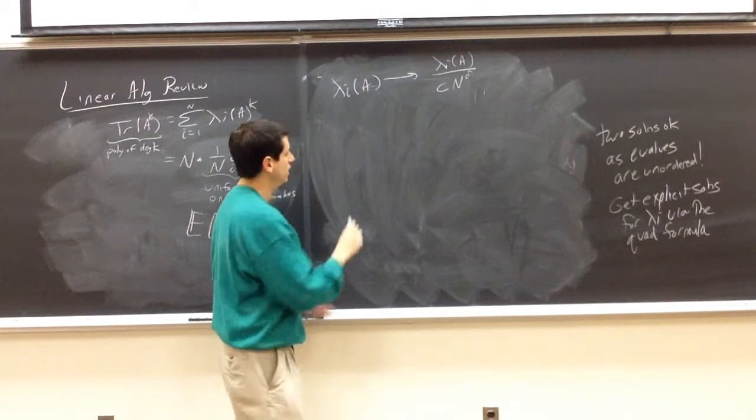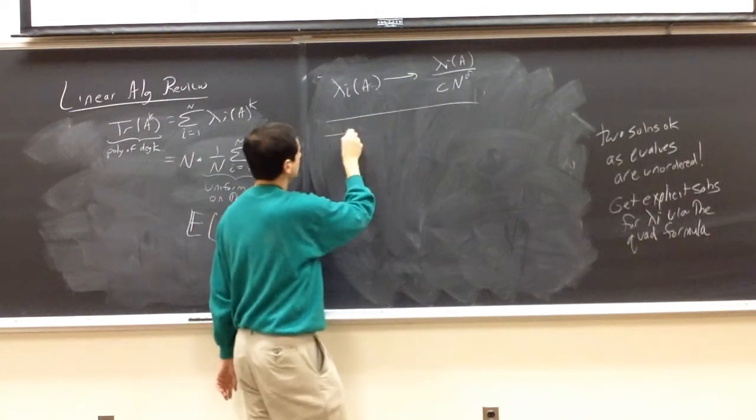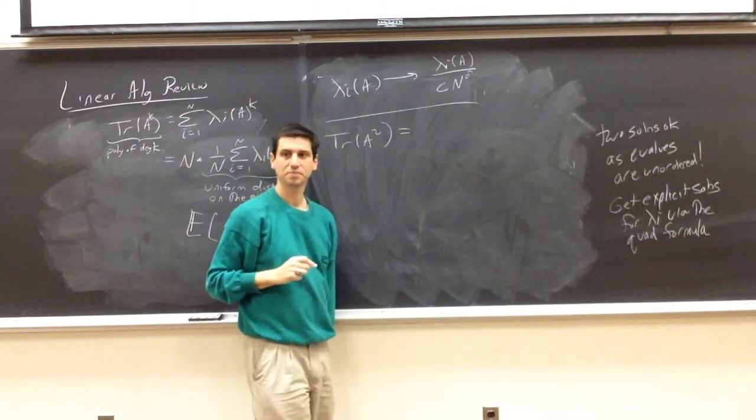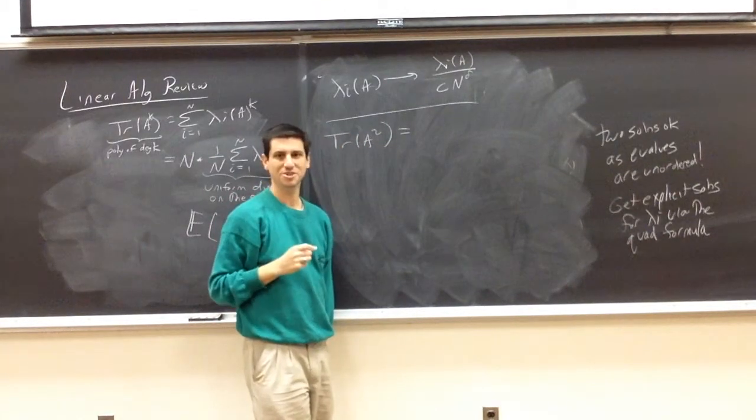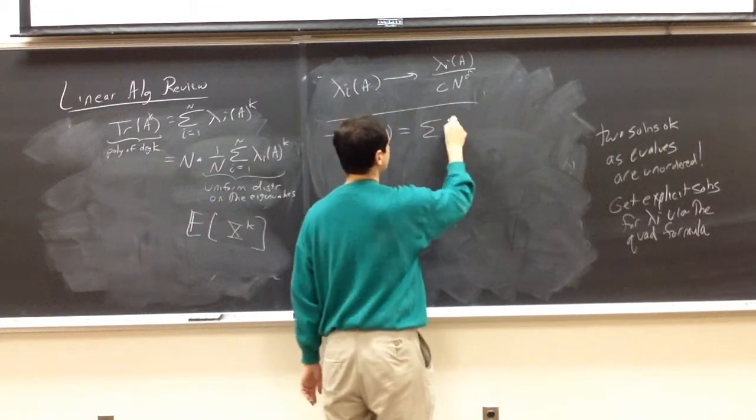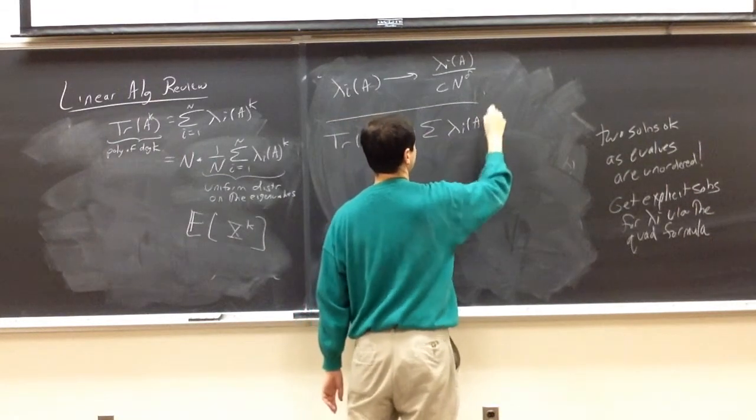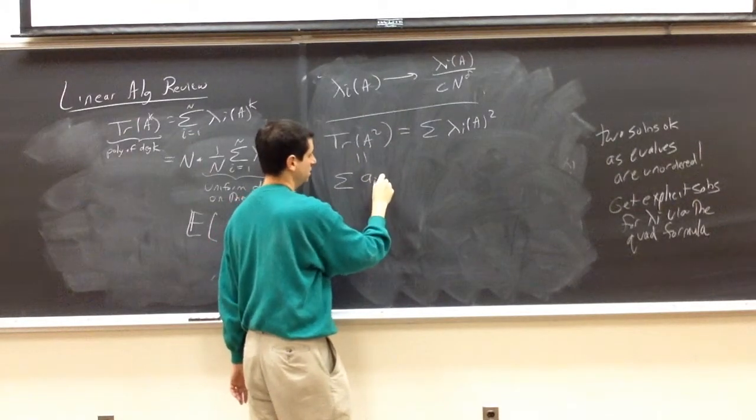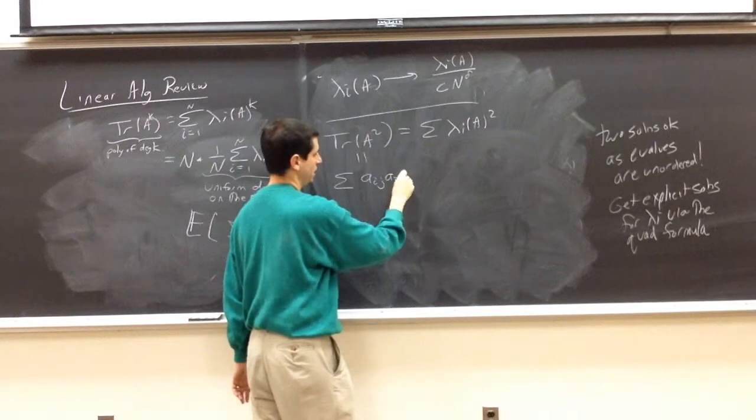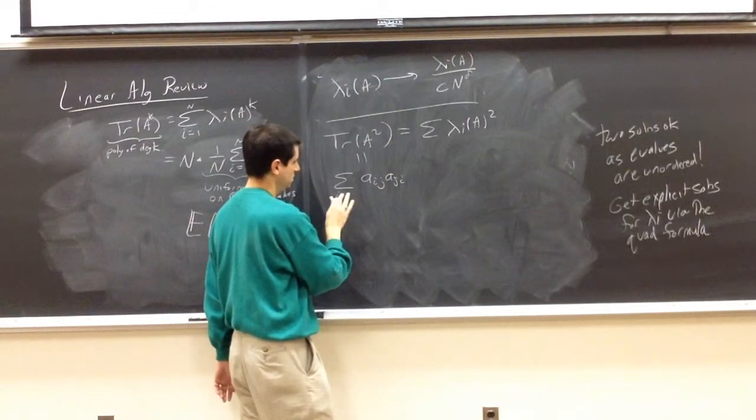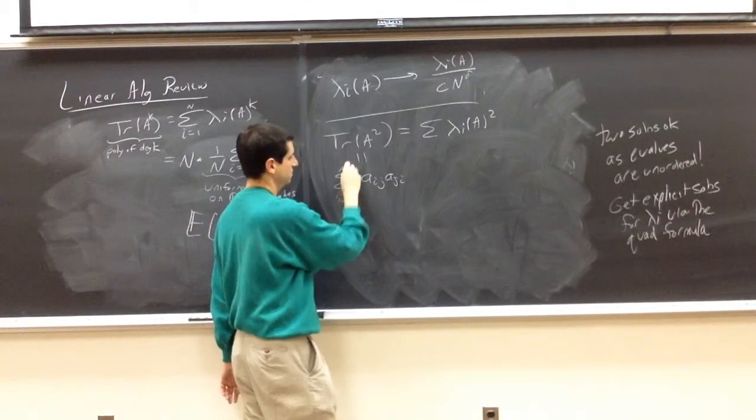Okay. So now, what's the trace of A squared? I looked up two answers. It's the sum of the eigenvalues squared, so the sum of lambda i of A squared. It's also the sum of a_ij a_ji, where i and j go from 1 to n.